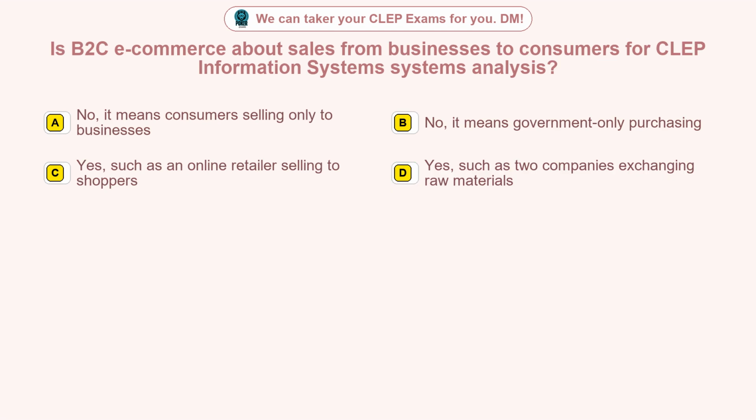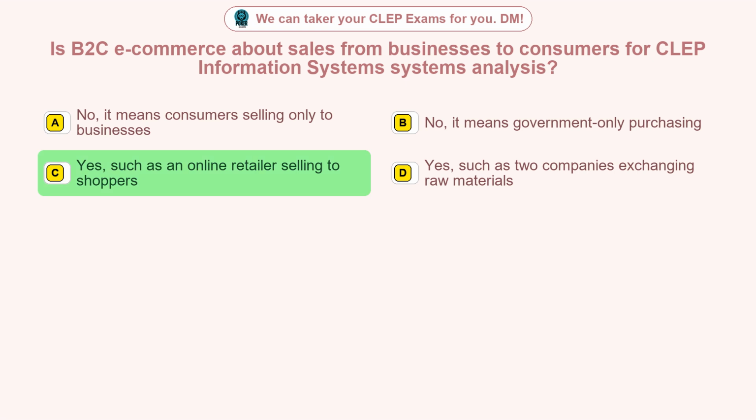Question 12. Is B2C e-commerce about sales from businesses to consumers for CLEP Information Systems analysis? Option A. No, it means consumers selling only to businesses. Option B. No, it means government-only purchasing. Option C. Yes, such as an online retailer selling to shoppers. Option D. Yes, such as two companies exchanging raw materials.